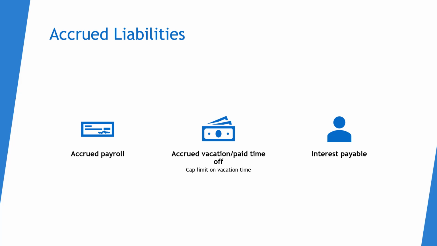Now, the way you calculate accrued payroll is you want to take the payroll if it straddles a month or a year end, usually year end, and you say, okay, if I stopped business on December 31st, how much would I owe the employees? How much did they work up to that day that they would be owed? That would be what your accrued payroll is.